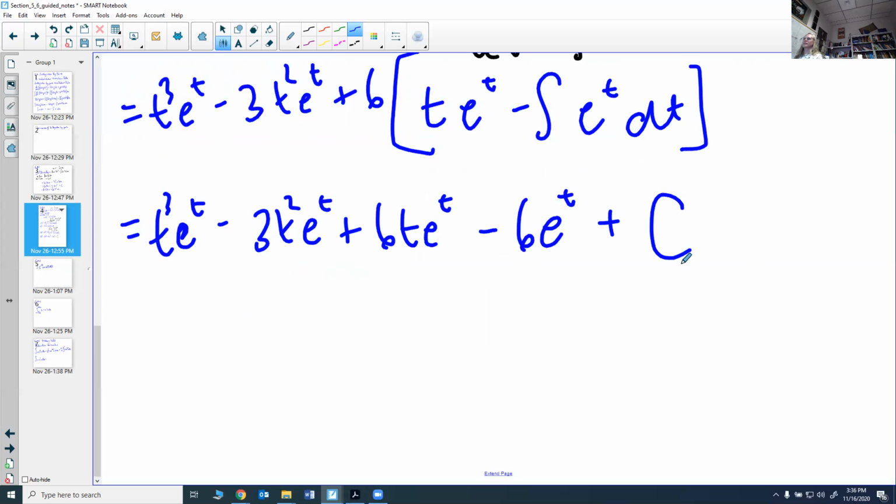You could have had your plus c all along the way. That gets really ugly and nasty looking, but you could do it. It just really gets hard to work with. All right. So sometimes you have to do integration by parts several times.